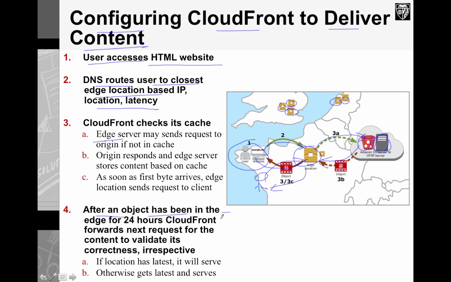After an object has been in the edge for 24 hours, CloudFront forwards the next request for the content to validate its correctness. What it really means is when the content is here for about 24 hours, CloudFront, irrespectively, the next request when it comes in, it'll go back to the server, which is the origin, and say, has anything changed? So this is something CloudFront is doing in order to ensure that you haven't set an expiration time of something in the future. It'll never get changed.